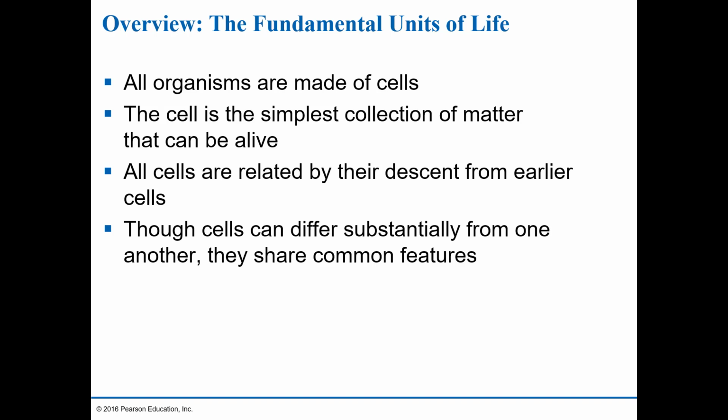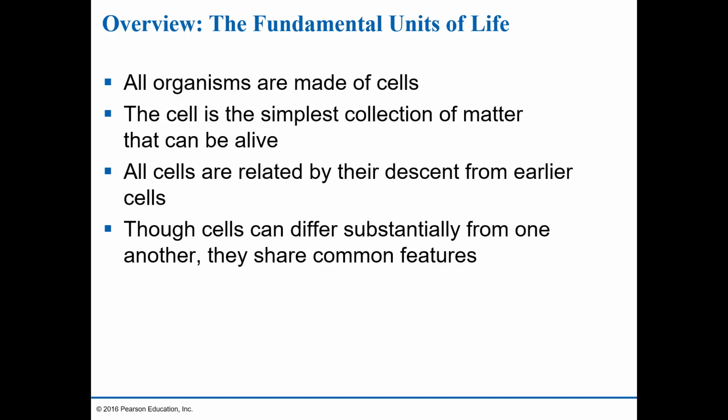So all organisms are made up of cells. We have tons of cells that make us up. Cells turn into tissues, groups of tissues turn into organs. A cell is the simplest collection of matter that can be alive. So there are actually unicellular, one-celled animals that are living. They're related by their descent from earlier cells.